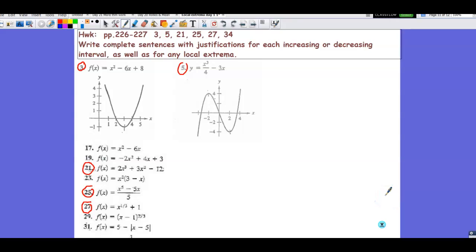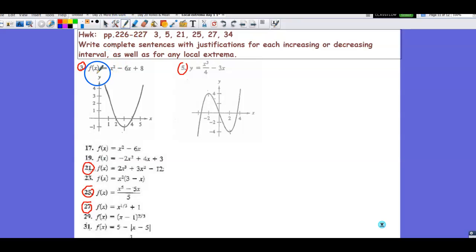All right, in this video, I'm going to run through the homework on pages 226 and 227, looking at the first derivative test, increasing, decreasing intervals, and local or relative extrema. Here we go. Problem number 3.